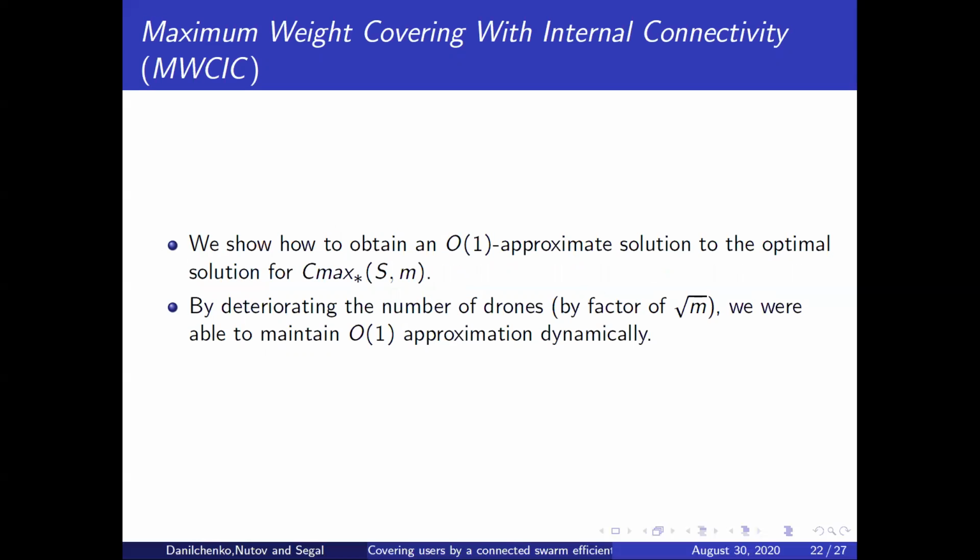Now, I will present our results for the static and dynamic instance of the covering problem when drones provide the connectivity among themselves. We show how to obtain a constant approximate solution to the optimal solution for the connected max problem. By increasing the number of drones by a factor of square root of m, we were able to maintain a constant approximation dynamically.